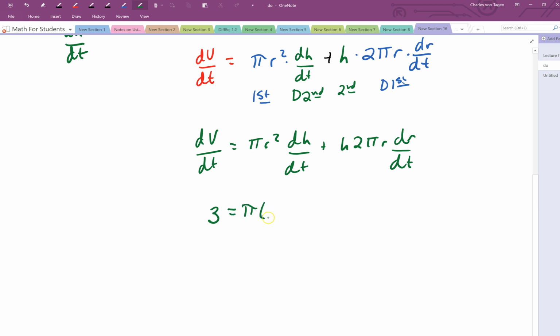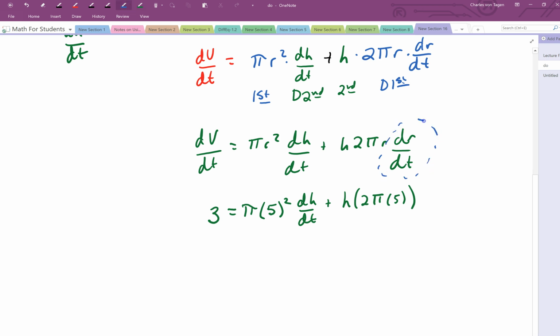Do we know what the radius is at this point in time? Yes, we do. We were told the radius was 5 times dh dt. That's what we're trying to find. Plus, do we currently know what the height of this tank is? No, so we're maybe in trouble here. Let's find out. Times 2 pi and then times r. Well, r we know is 5 in this problem. And then here's where I've sort of been misleading you.